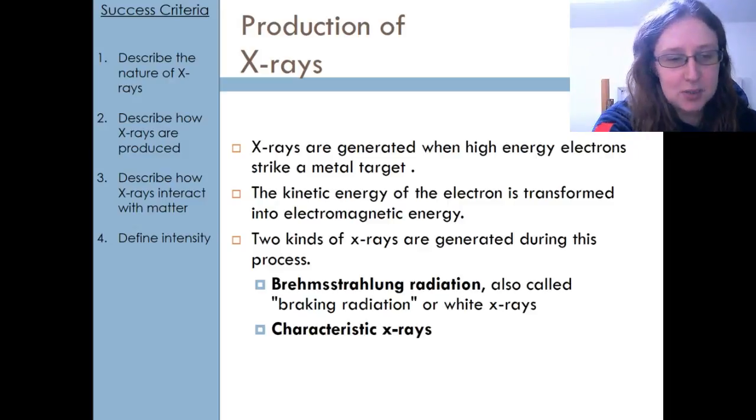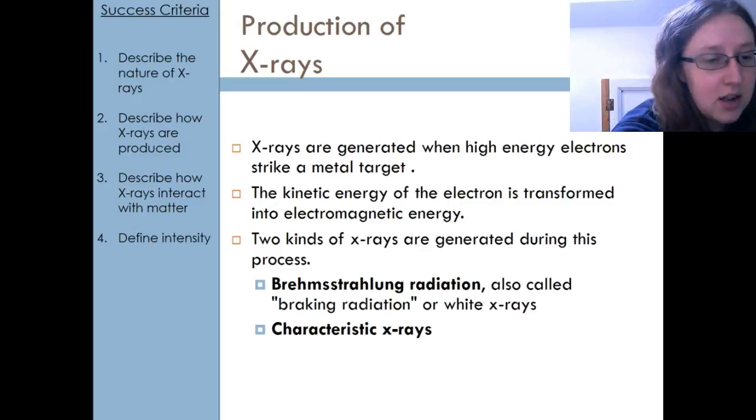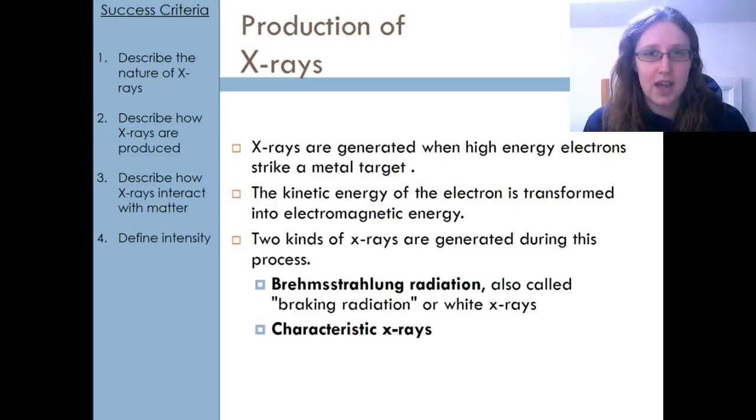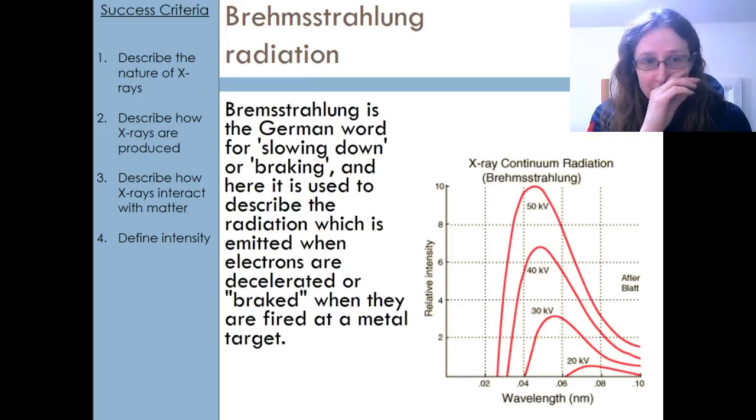The specification doesn't explicitly say that you need to know the difference, but I think it will be helpful for your understanding of exactly what's going on if you can describe how these are formed, because it will really help reinforce a lot of the ideas we've been studying so far and remind you of some of the stuff from AS as well. So, Bremsstrahlung radiation is basically the energy that is released from the electrons being slowed down. So the energy that they lose on hitting the metal target is then just released as electromagnetic energy.